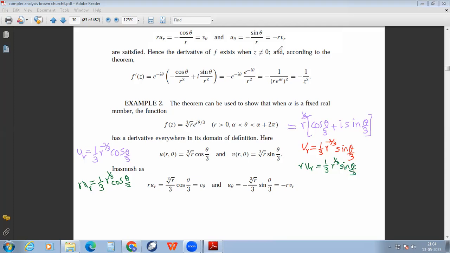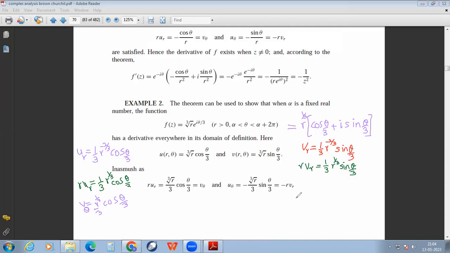Now let us go with derivatives with respect to theta. If I go with v theta, what will happen? It is r raised to 1/3 as it is. And derivative of sine is what? Cos theta by 3 into 1/3, upon 3. So these two tally. So r u r is v theta.